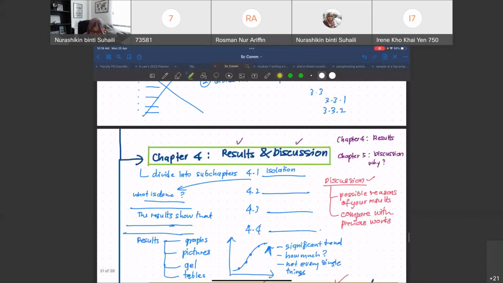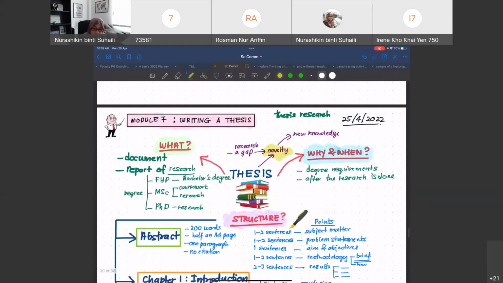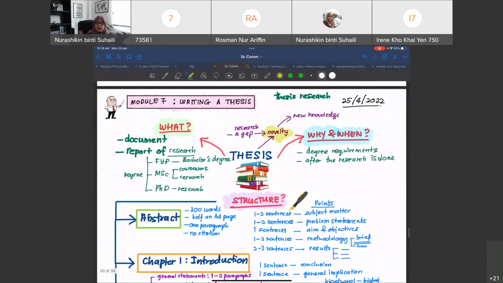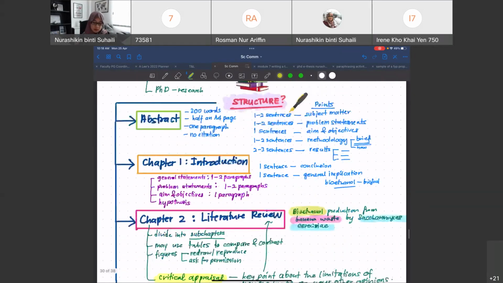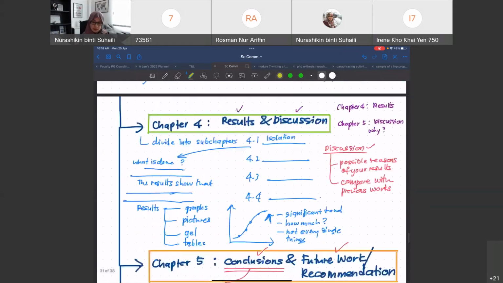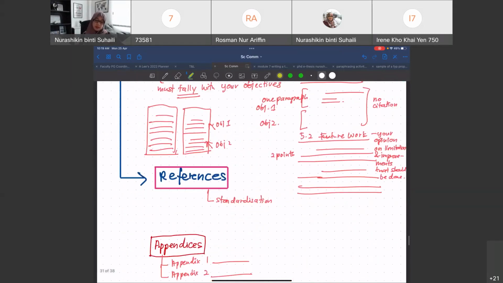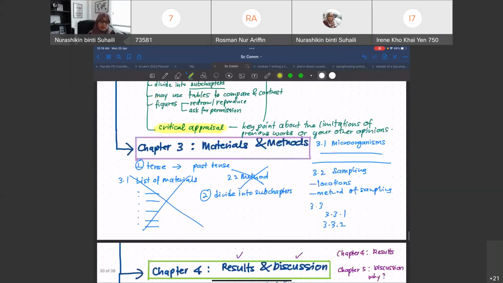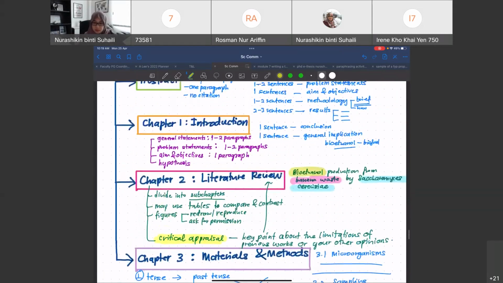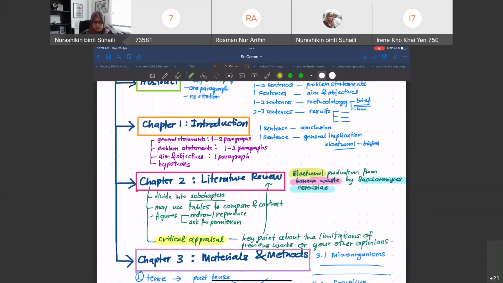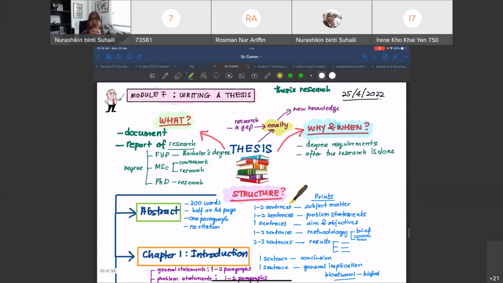So the basic things that we have learned today are about thesis. What is a thesis? Why do you write a thesis? When is it needed? The structure of a thesis: abstract, intro, literature review, materials and methods, results and discussion, conclusion, future work, references. You can see that there are some similarities as well as differences between thesis and proposal. You have to write the thesis at the end of your FYP 2. I'll share these scribbles.